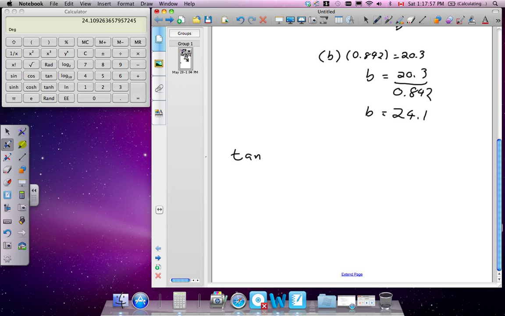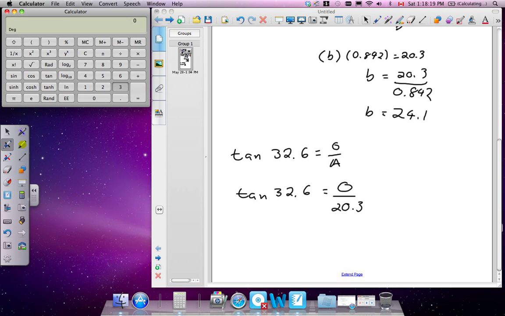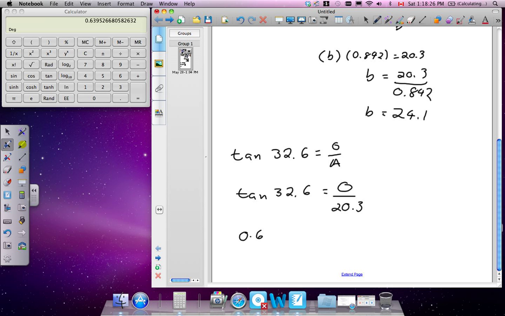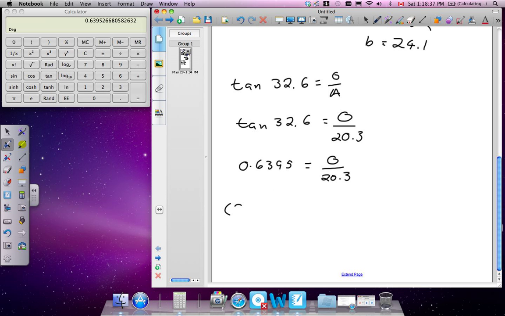Let's make sure our A is right too. So let's do a tangent now. I'm just going to bring it down to the bottom. Tan 32.6 equals opposite over adjacent. And we knew the adjacent side was 20.3, right? So our opposite side, we called it A, but we'll leave it as O just so it makes sense for you. Tangent 32.6, tan, get a completely different number.